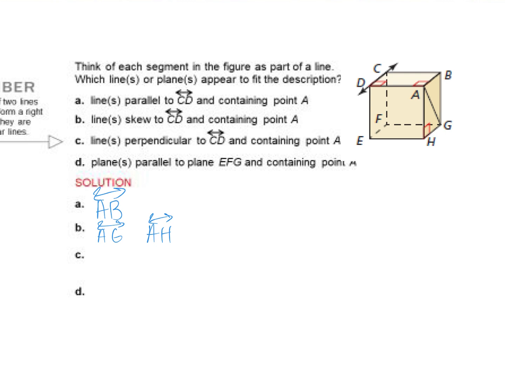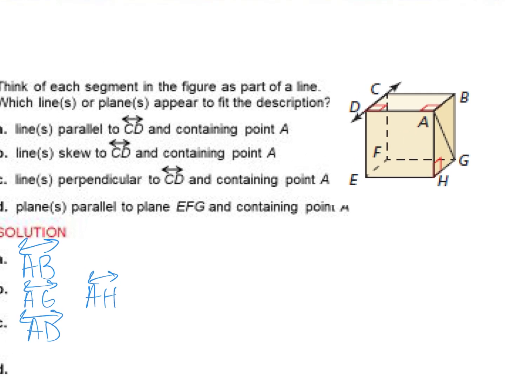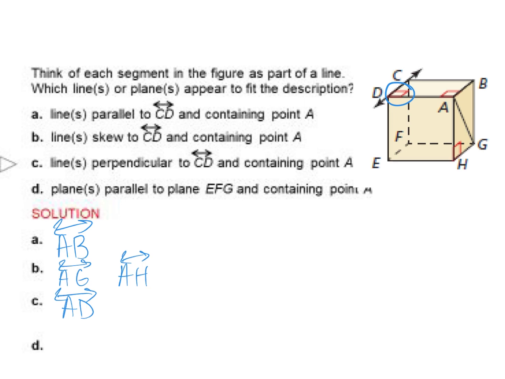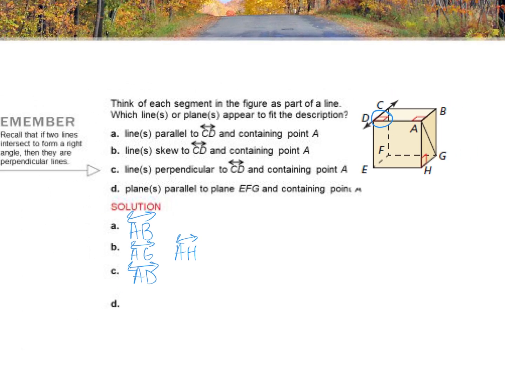C, lines that are perpendicular to CD and contain point A. Sophia? Excellent, AD. How'd you know it was perpendicular? It intersects DC, but what's so special about that intersection? There's a 90 degree symbol. Do you guys see it? That means what? Right angle. Right angle, that means what? Perpendicular, okay? Perpendicular.